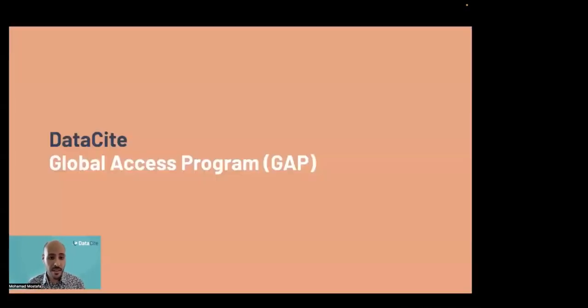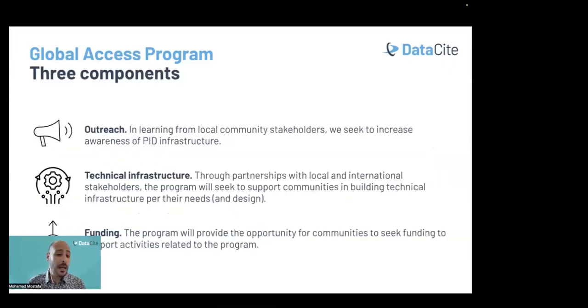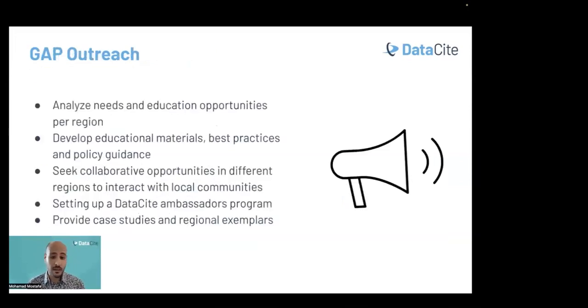Now we are going to talk about the DataCite Global Access Program, one of our strategic initiatives that we started this year at DataCite. The program was launched in February 2023 through funding that we received from the Chan Zuckerberg Initiative. Our aim is to increase global PID adoption around the globe, and in particular in underrepresented regions in Africa, Latin America, the Middle East, and Asia. So in order to achieve that, we took a comprehensive approach. That approach has three main components. The first one is outreach activities. The second one is technical infrastructure. The third one is the funding element.